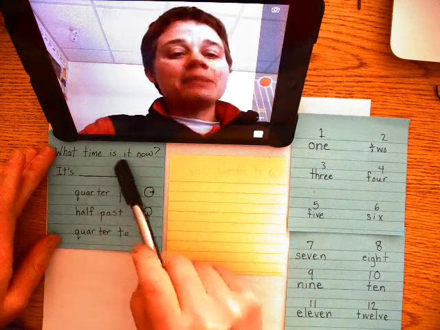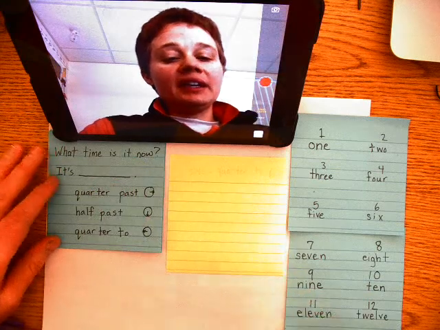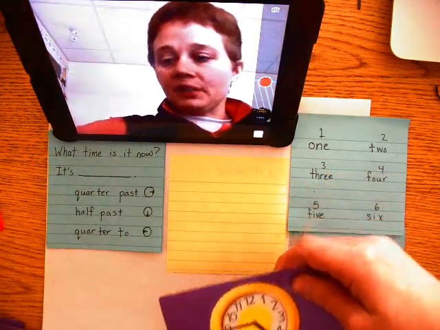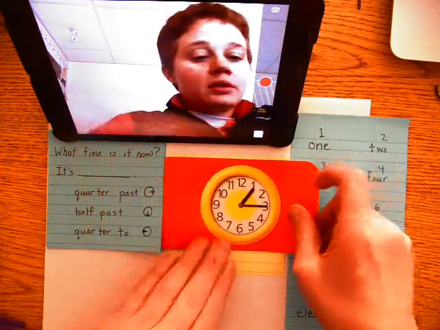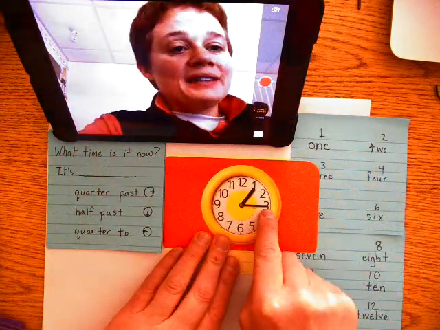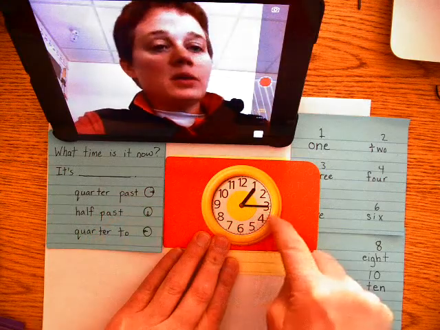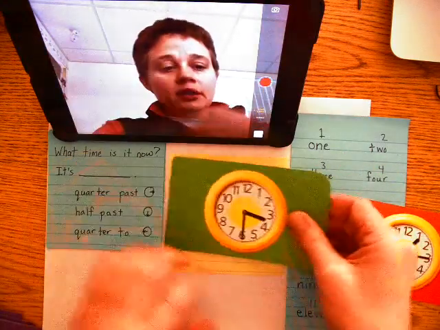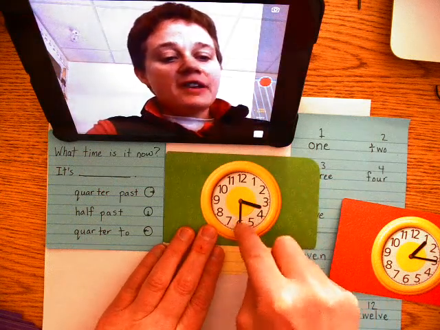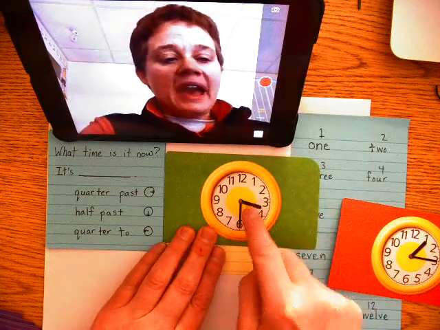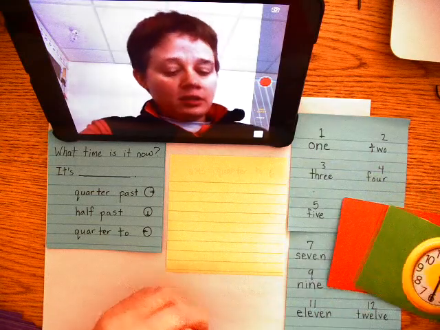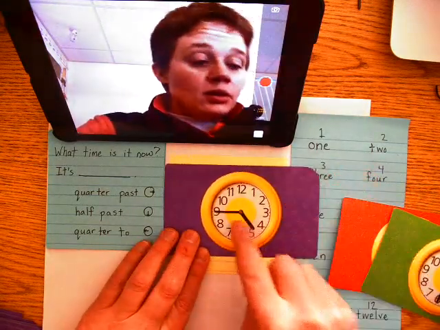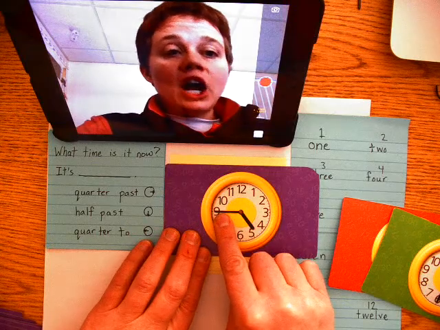What time is it now? It's... 1:15, or 1:30, half past, or 1:45.